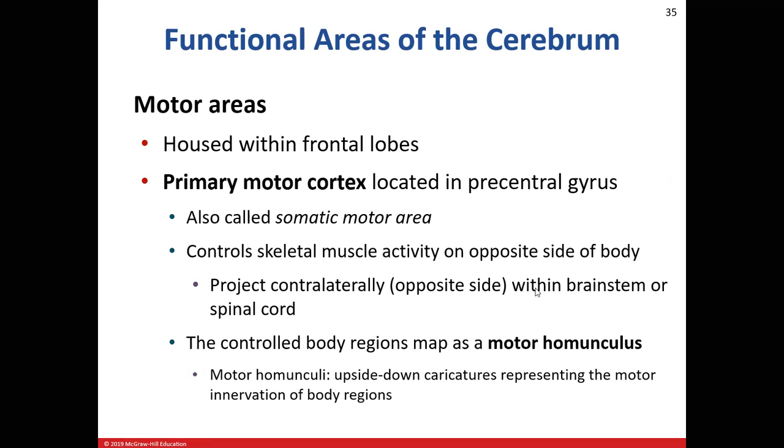So it's going to control the skeletal muscle activity on the opposite side of the body. What it does is it projects contralateral fibers to the opposite side within the brainstem or the spinal cord. When we look at this term contralateral, contra means opposite, so we are projecting fibers towards that opposite side. The controlled body regions map looks as if we call it a motor homunculus, which is kind of an upside down caricature that represents the motor innervation of body regions.